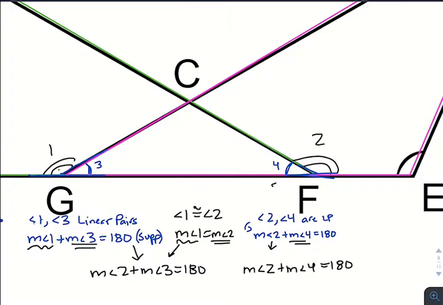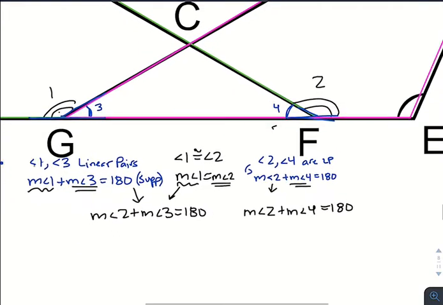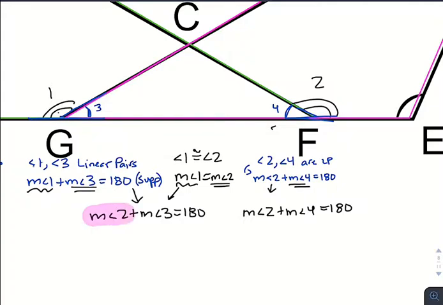Okay, and so examine this because it's subtle, but there's something really important going on here. Angle 2 is the same in both equations. 180 is the same in both equations. And so if everything around them is the same, you have to ask yourself, what does that mean for angle 3 and angle 4?